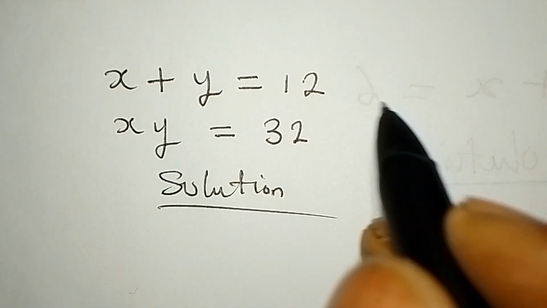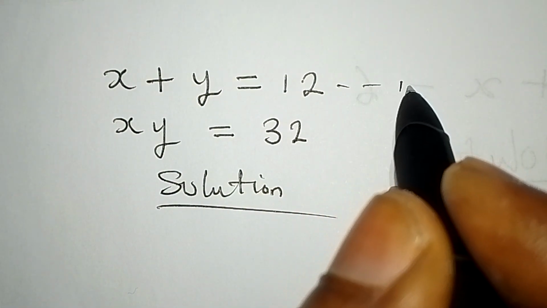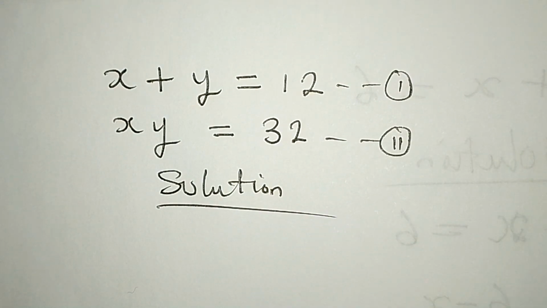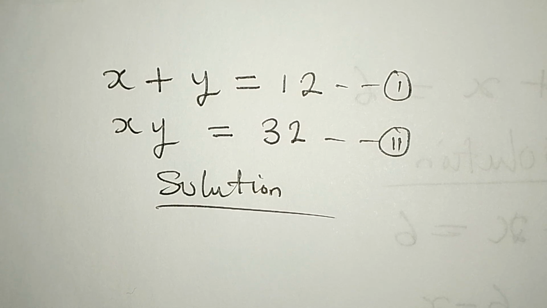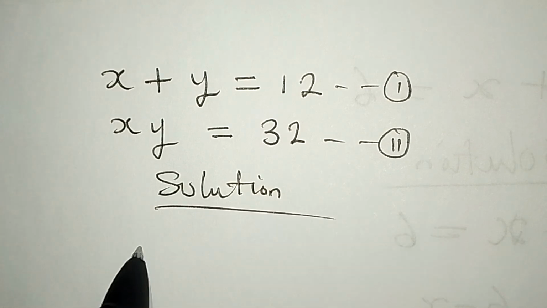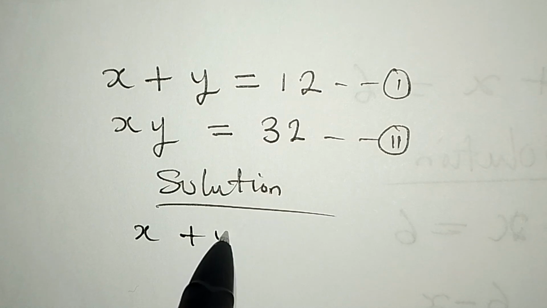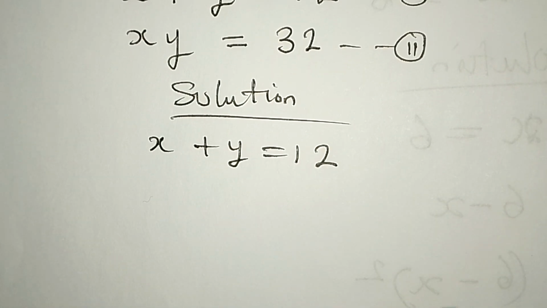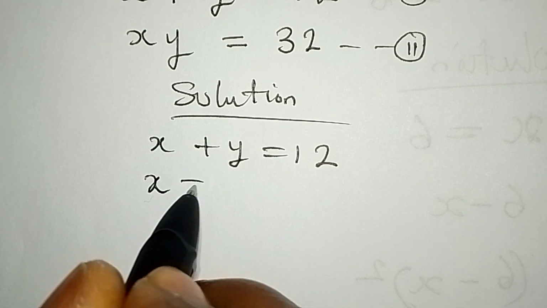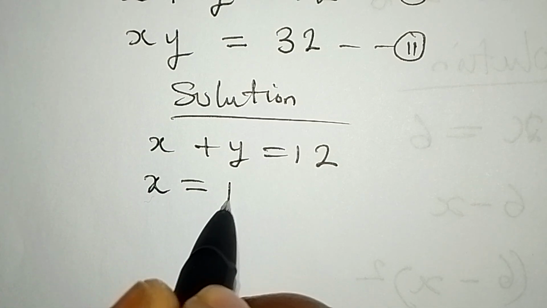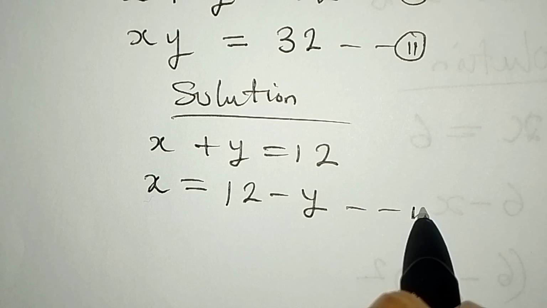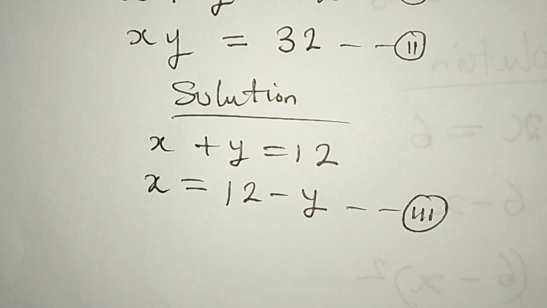And from here, this is our equation 1 and this is our equation 2. So what we're going to do is make x the subject of equation 1. x plus y equals 12. This is our equation 1. We can make x the subject, so we have x as 12 minus y. So this becomes our equation 3.